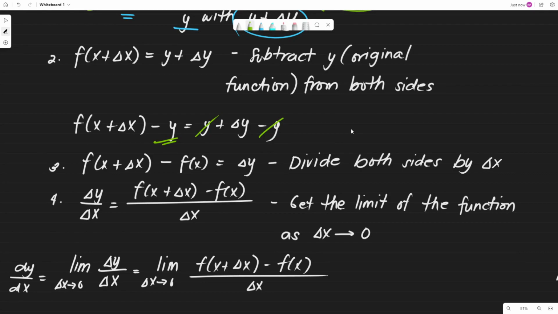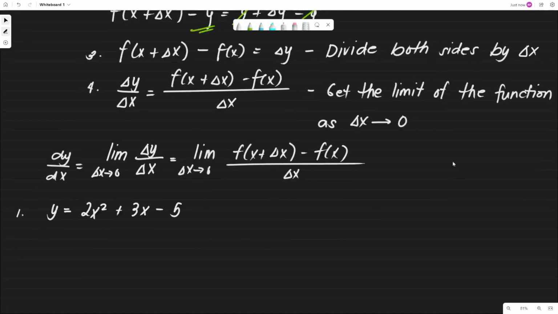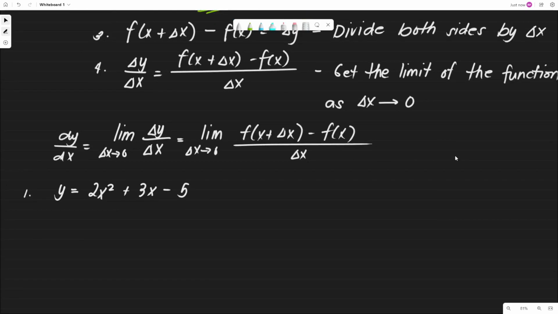Now, third step, no, so we're going to divide both sides by delta x. So, we will have delta y over delta x is equal to f of x plus delta x minus f of x over delta x. And we're going to get the limit of the function as delta x approaches 0. So, we will have, now, our derivative dy over dx is equal to the limit of the function as delta x approaches 0. Okay, so yun, ganun lang yung four-step rule natin.